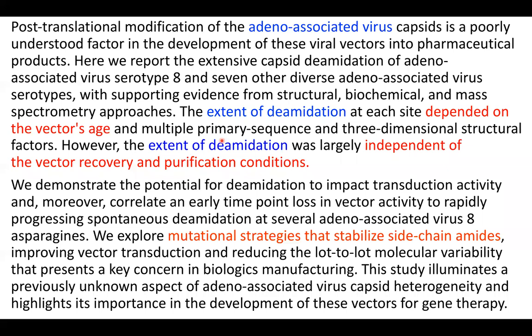So here is the abstract I got from Jim Wilson's paper, and you can see the extent of deamidation depends on the vector's age, which makes sense because this is a time-dependent process. But interestingly, they noticed that the extent of deamidation is independent of the recovery or purification conditions. So that's very interesting. The other thing reported in the paper is that Jim Wilson's lab selectively mutated some of the residues next to the deamidated asparagine, and they were able to show that they stabilized the AAV and enhanced the biological activity.